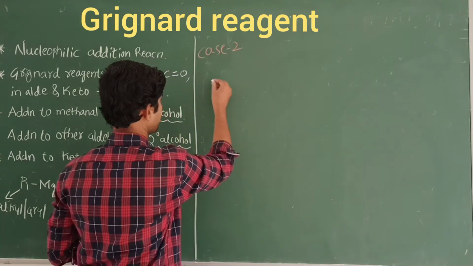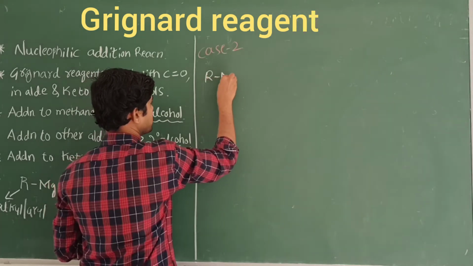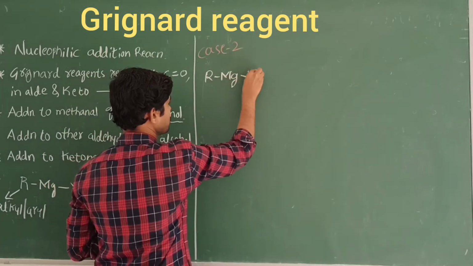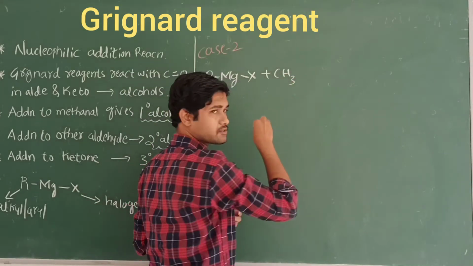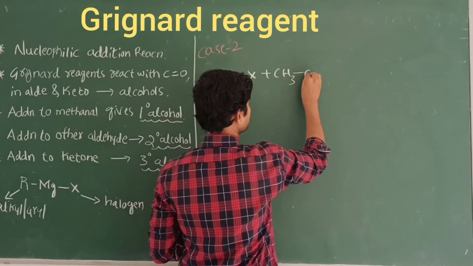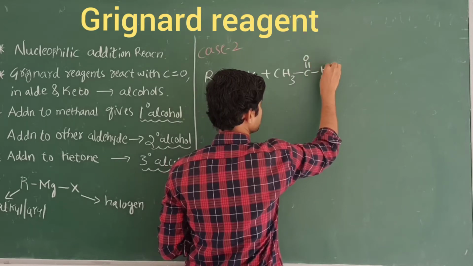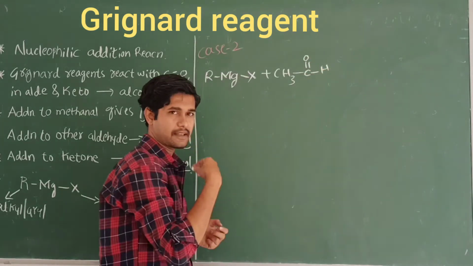Let's see case 2: a Grignard reagent reacting with an aldehyde other than methanal. I am going to take acetaldehyde here. So why am I taking this as case 2?